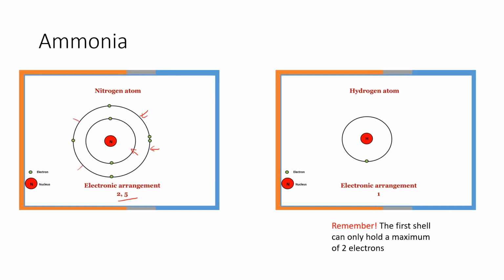Let's look at hydrogen atom. Hydrogen atom has only one shell and only one electron in its outer shell. So it needs one more electron to complete its outer shell.